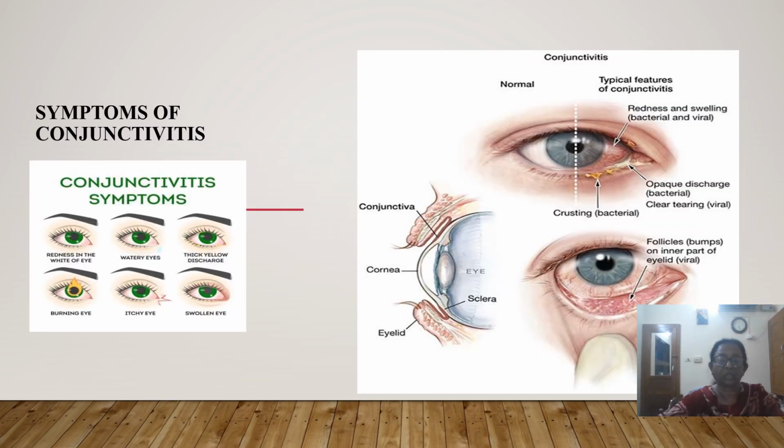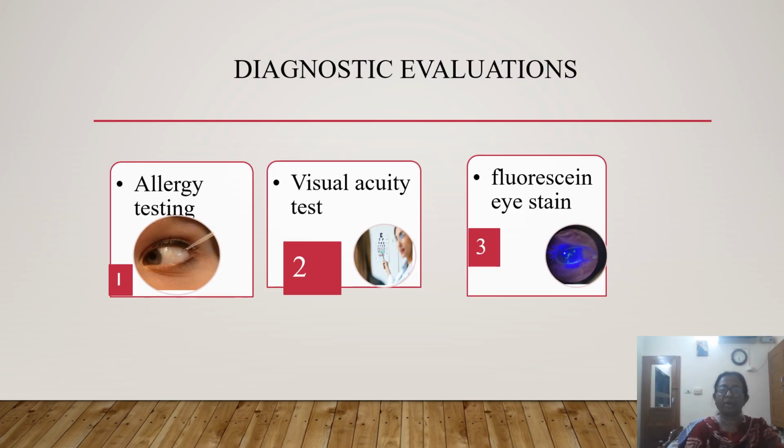So here you can see the picture of the symptoms of conjunctivitis. You can see the redness in the white of the eye, that is the conjunctiva, watery eyes, thick yellow discharge from the eyes, burning of the eye, itchy eye, swollen eye. These are the typical features of conjunctivitis: redness and swelling in bacterial and viral conjunctivitis, opaque discharge and crusting in bacterial, and clear tearing and follicles or bumps on the inner part of the eyelid in viral conjunctivitis.